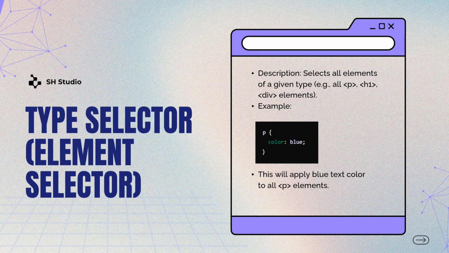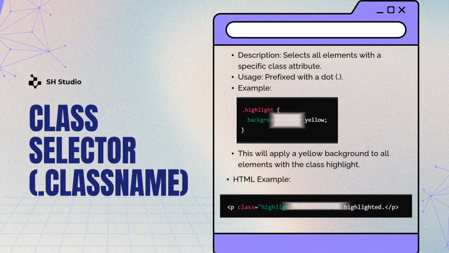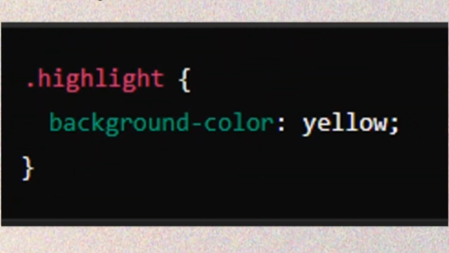Then the next one is the class selector. We can write it as a dot, then our class name. A class selector targets elements that have a specific class attribute. It's denoted by a dot followed by the class name. As you can see in the example, any element with the highlight class will have a yellow background.